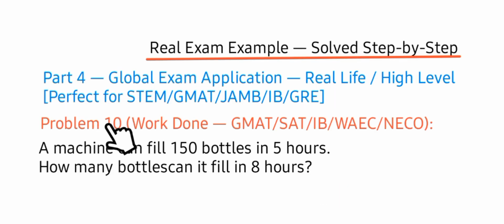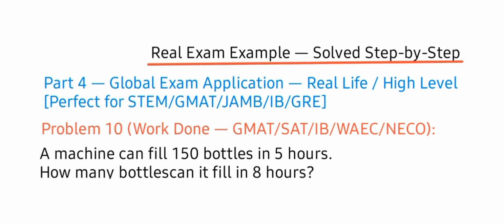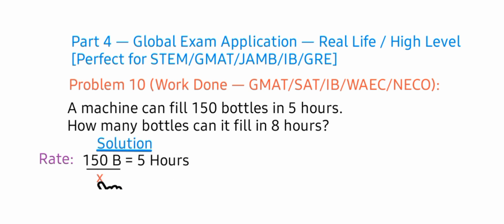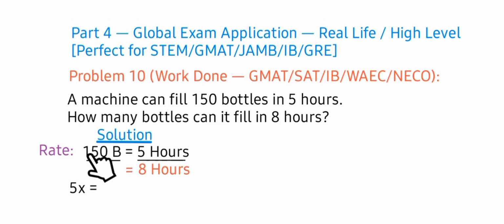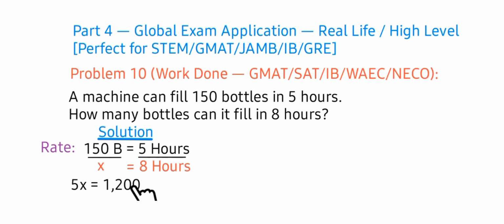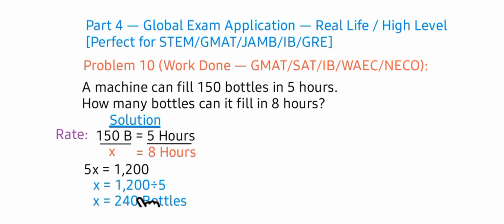The 10th challenge has to do with work done. A machine can fill 150 bottles in 5 hours. So the rate of this machine is 150 bottles in 5 hours. How many bottles? We don't know how many bottles. So let's represent that with X. Can it fill in 8 hours? 5 multiplied by X. 5x equal to 150 multiplied by 8. Therefore, X will be equal 1200 divided by 5, 240 bottles. Therefore, the number of bottles the machine can fill in 8 hours is 240 bottles.